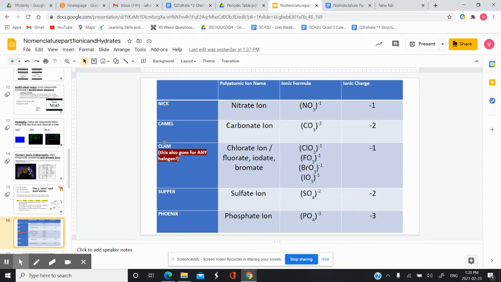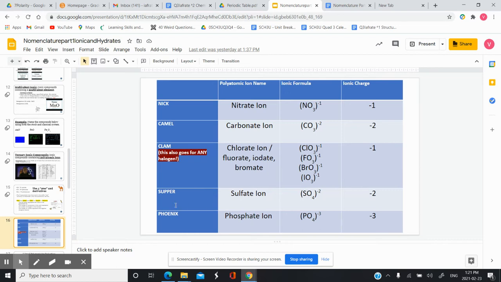Clam, so starts with a Cl. There's 3 consonants, C, L, M, so O3. And there's 1 vowel, so minus 1. This works for all the other halogens as well. So there's chlorate. Fluorate is basically FO3 minus 1. Bromate is BrO3 minus 1. Iodate is IO3 minus 1. So that applies to all of them for that trick. Supper, S is what it starts with. How many O's? Well, there's 1, 2, 3, so 1 S, 2 P's, 1 R. There's 4 O's. And then 2 vowels for the charge of negative 2.